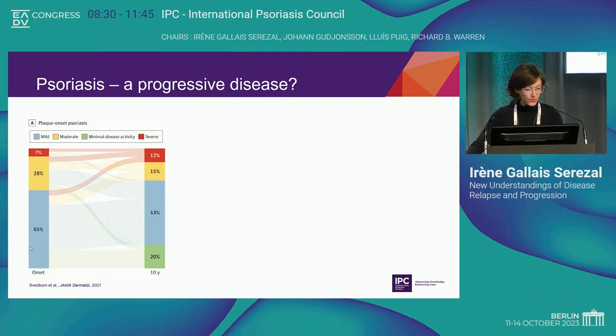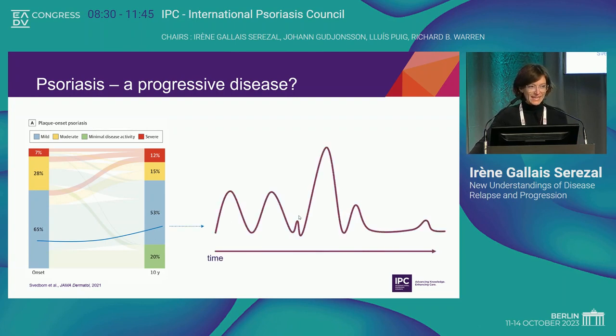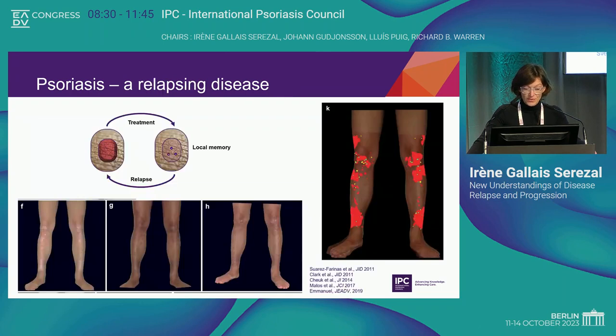Here, if you look at how sick patients with plaque psoriasis were at onset of the disease and then after 10 years, you see that many of them stay in the same category of disease severity, as some of them will change, of course, we know that. But within the same category, it doesn't look that smooth; it more likely looks like that, with this kind of cycle of relapses and remissions through time. So how does that work? What do we know about these cycles of relapse and remissions?